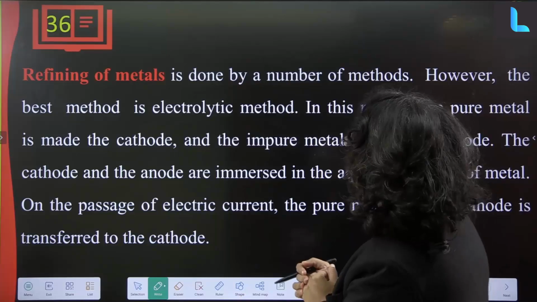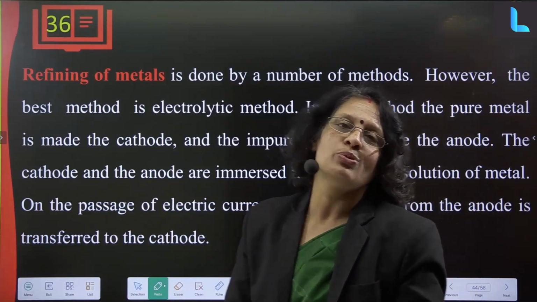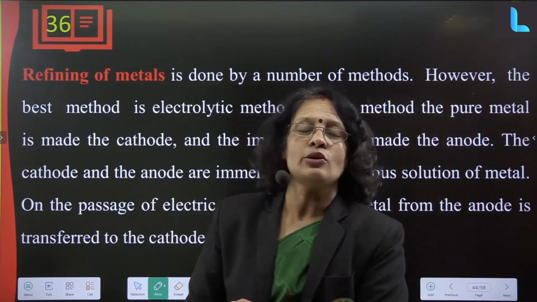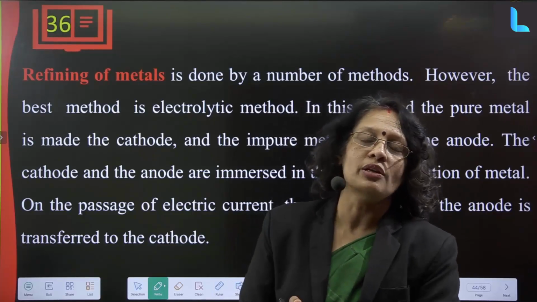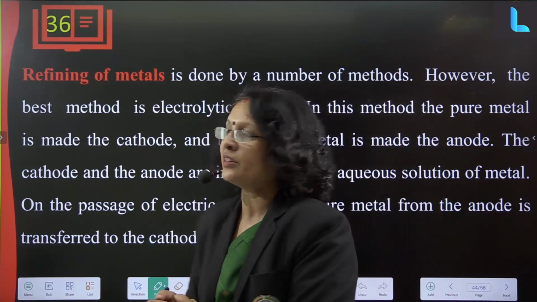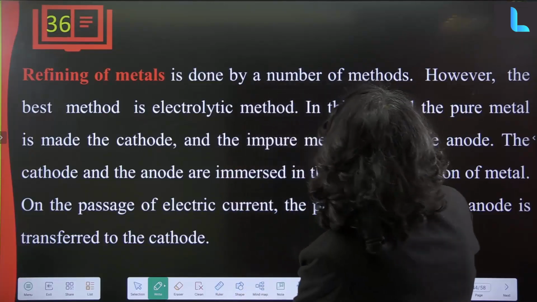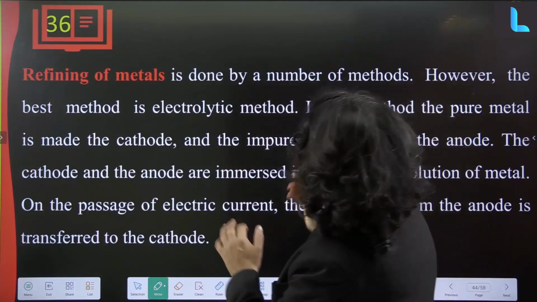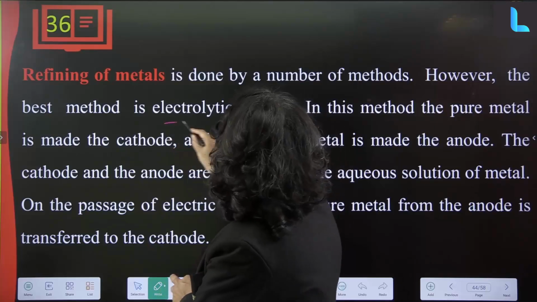Now what is refining? Refining means till now we tried to remove the impurities as much as possible, but still, to get 95 to 98% purity, refining is the commercially most acceptable method. Refining of metal is done by a number of methods. However, the best method is the electrolytic method.